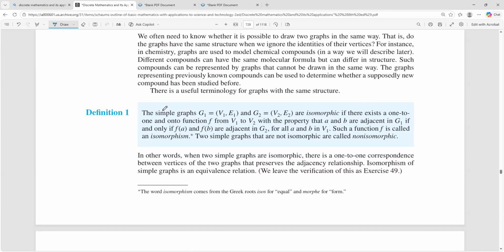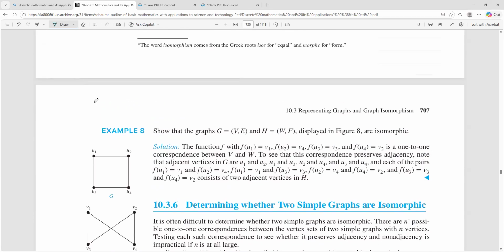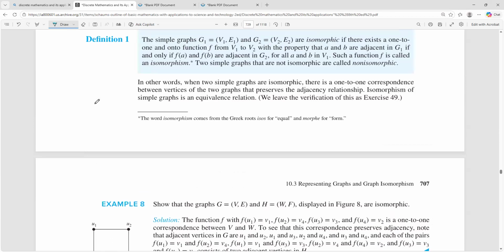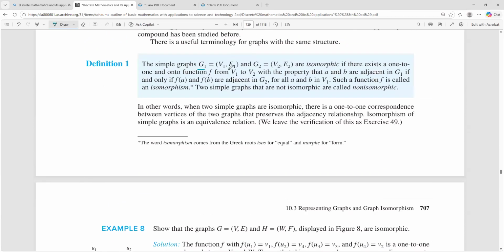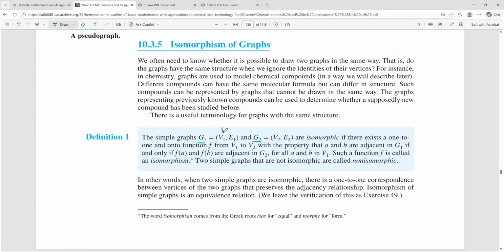Okay, so let's quickly go over isomorphism, and then we'll do exercise 47. The idea of isomorphism is this. If I have two graphs, G1 and G2, they're isomorphic if I can map every vertex in V1 to a vertex in V2, such that every vertex connected to a vertex in V1 maps to the same edge.